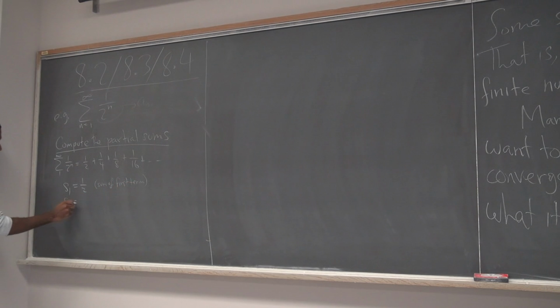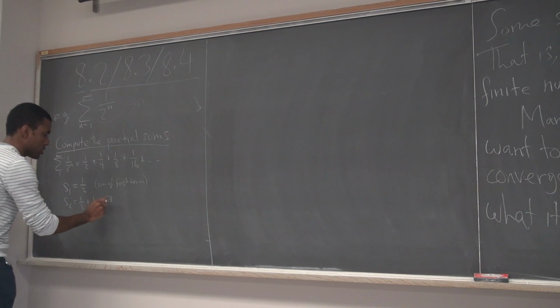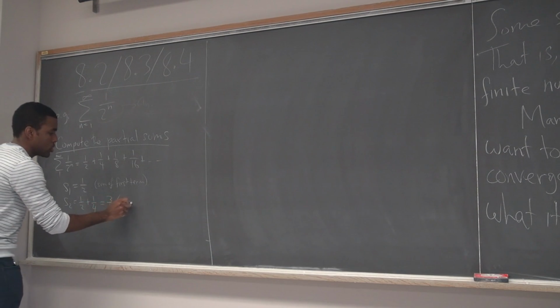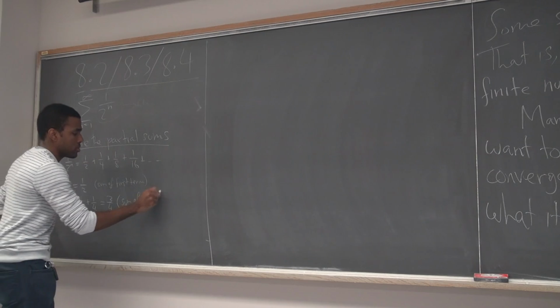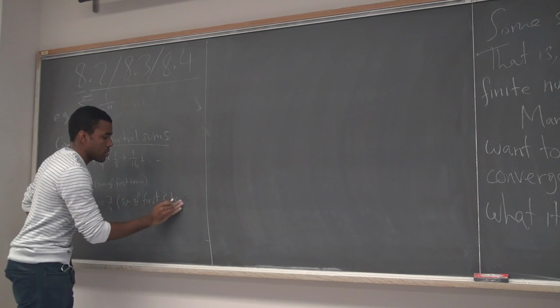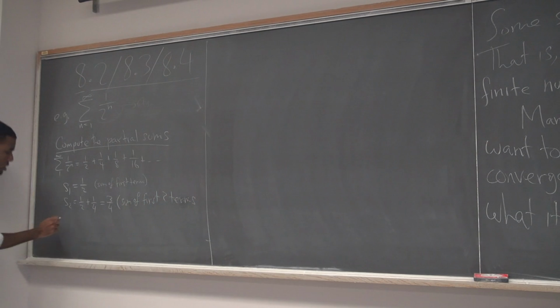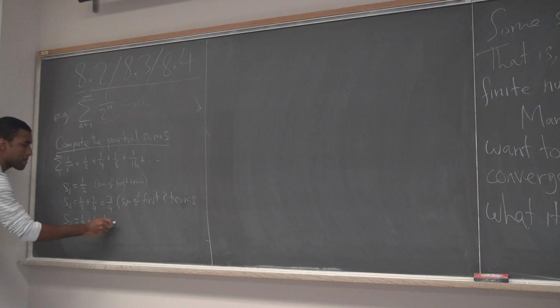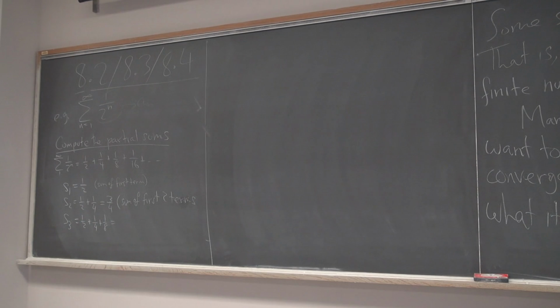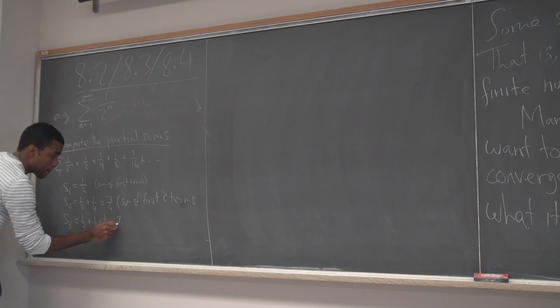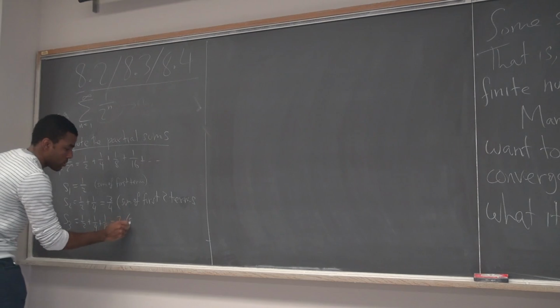Okay, S2 would be a half plus a quarter. What is that, by the way? 3/4. So this is the sum of the first two terms. S3 would be a half plus a quarter plus an eighth, which is going to be what? 7 over 8. This is the sum of the first three terms.